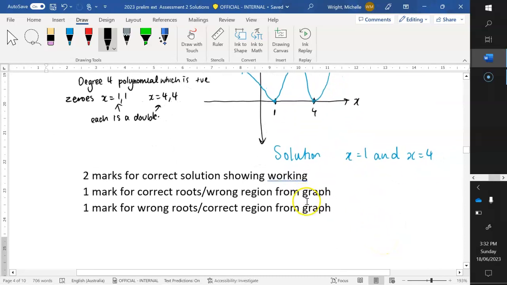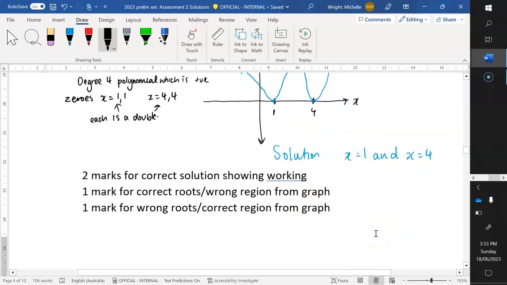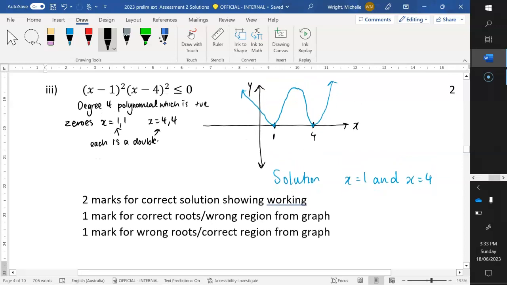2 marks if you got that right. 1 mark if you made a mistake with either the roots or the graph. So again, that was not done very well. And again, stock standard question is something that you guys are going to need to practice a little bit. Let's have a look at the next one.